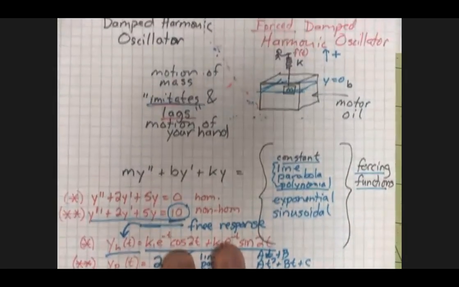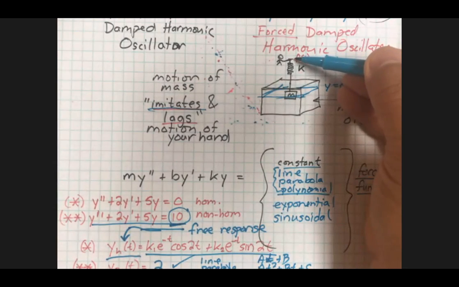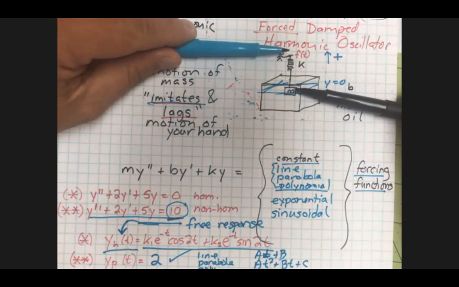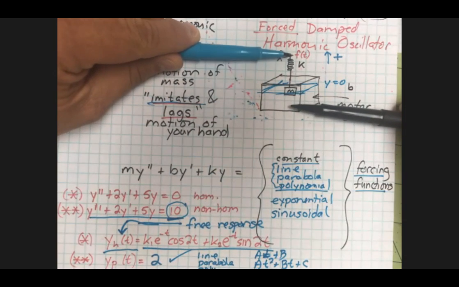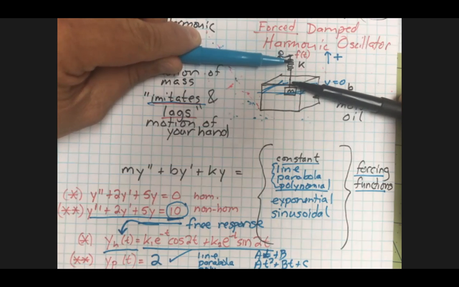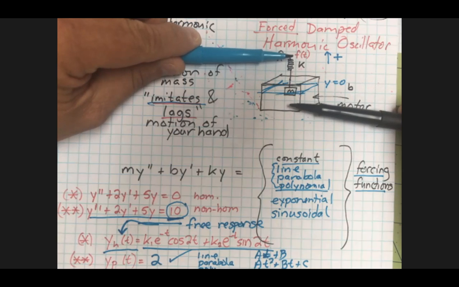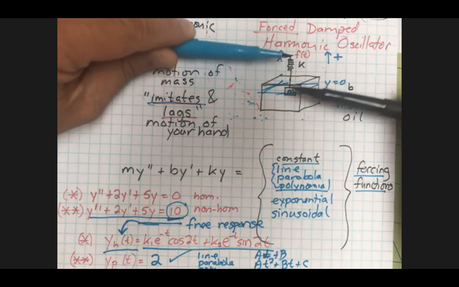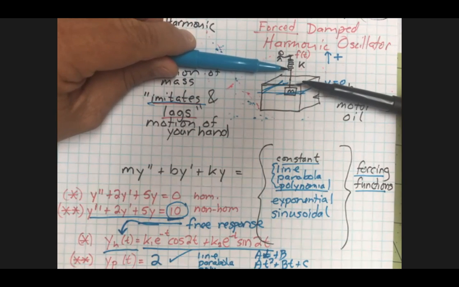And that's what I illustrated to you when I said your hand is waving the mass up and down in the tank of oil. I don't think I can do this. Push down, mass goes down. Pull up, mass goes up. See, your mass imitates and lags the motion of your hand. That's not a very good physical demonstration because it happens a little more smoothly than that.